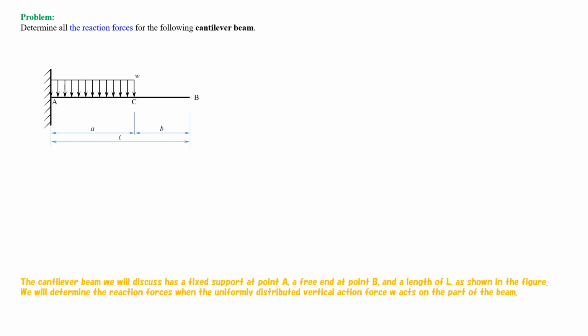The cantilever beam we will discuss has a fixed support at point A, a free end at point B, and a length of L, as shown in the figure. We will determine the reaction forces when the uniformly distributed vertical action force, W, acts on part of the beam.